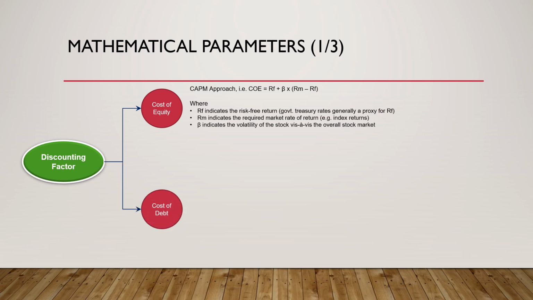The second leg of the discounting factor is the cost of debt. The cost of debt is the post-tax cost of capital borrowed, which is essentially interest rate times, within brackets, 1 minus tax rate.